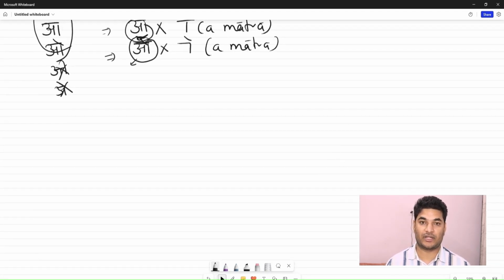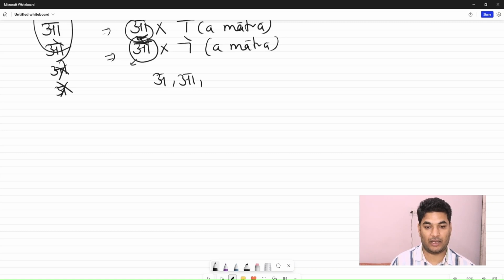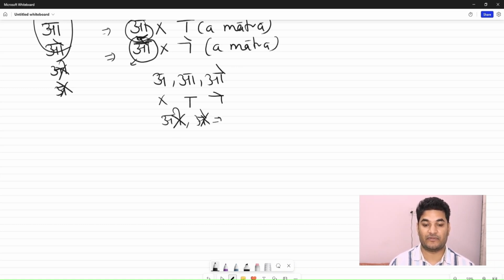So this is how we write three independent forms of three vowels, A, A and O. Out of these three, two have matra forms like this, which we have already done, and A plus E or A plus A, not A. They are written very differently.